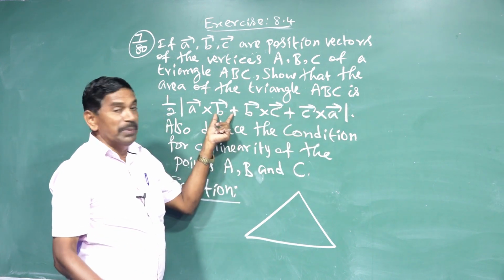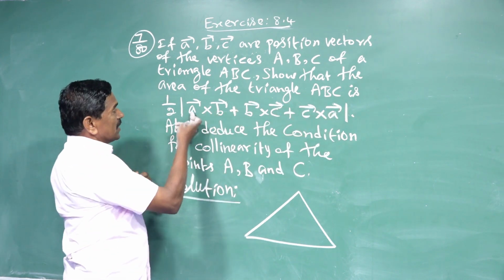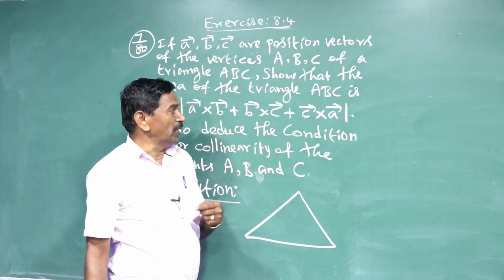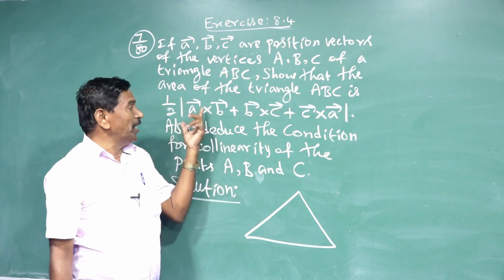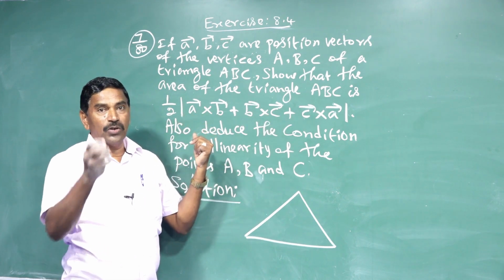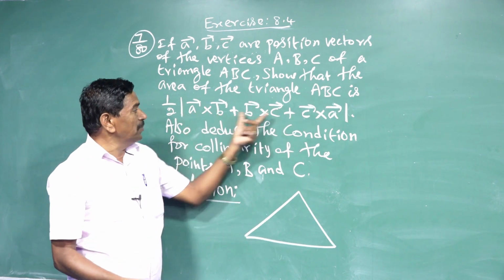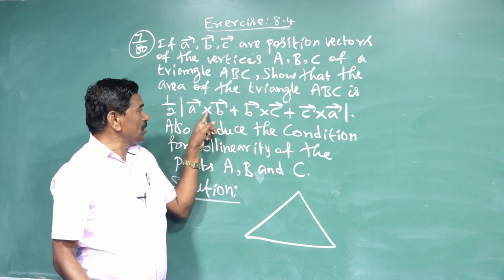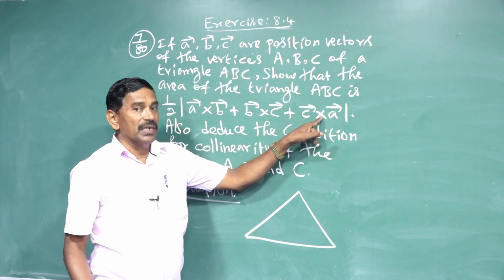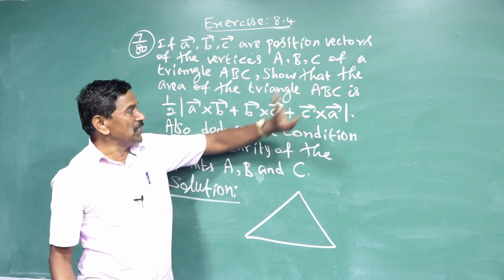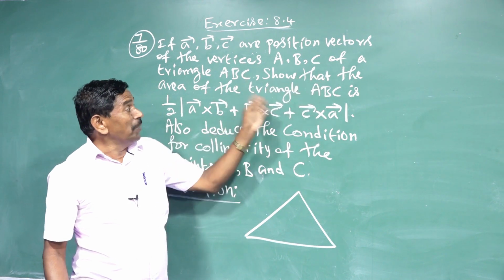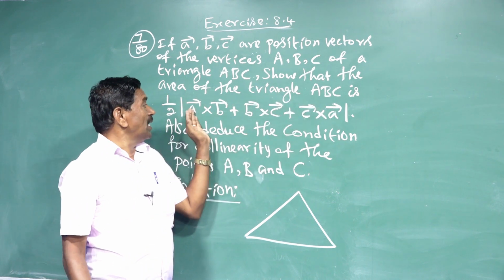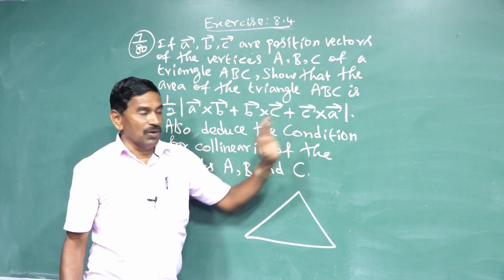Listen, this expression will be in cyclic order: a to b, b to c, c to a. There are three terms inside the modulus: first term, second term, third term. And the operation between them is the cross product, that is the vector product. So the area of the triangle ABC is equal to half into modulus of a cross b plus b cross c plus c cross a.